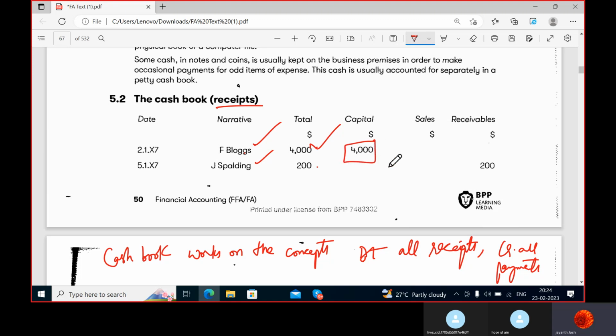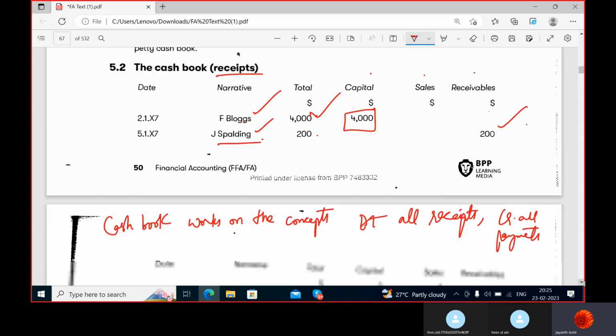And then receivables like J Spalding. J Spalding happens to be one of the receivables of the company, and J Spalding has made a payment. Receivable is nothing but from whom we are supposed to receive money. When they make payments to us, we receive cash in our hands. So in receivables, we wrote $200 because we received $200 from J Spalding, which was due from him.